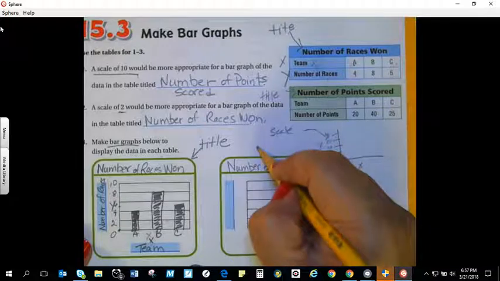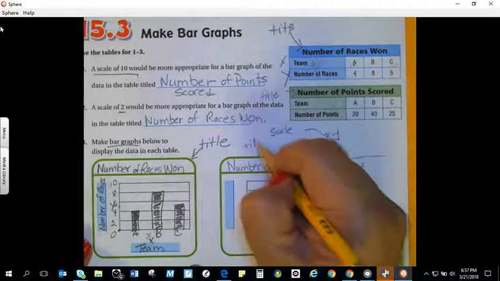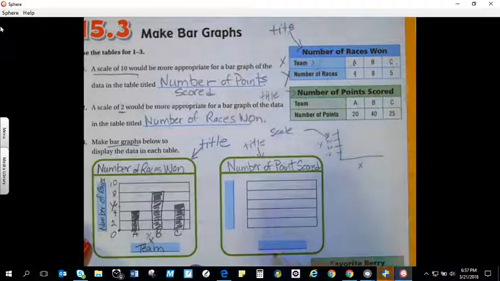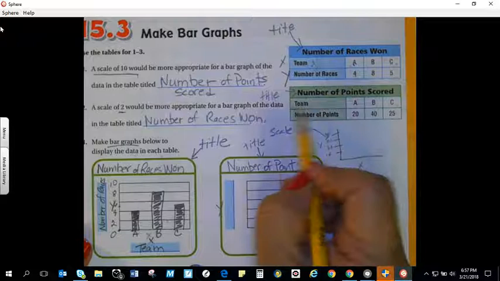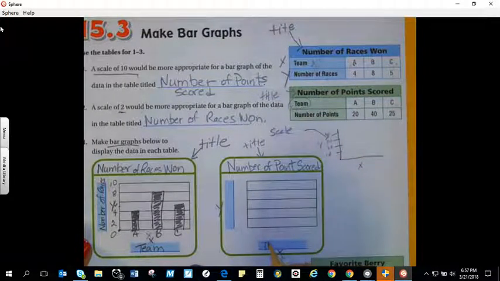And here's my title here. This is the x-axis, which is the first number. This is the y-axis, which is the second number. I'm going to put my team here. And I hope you did really well when you're checking your work.